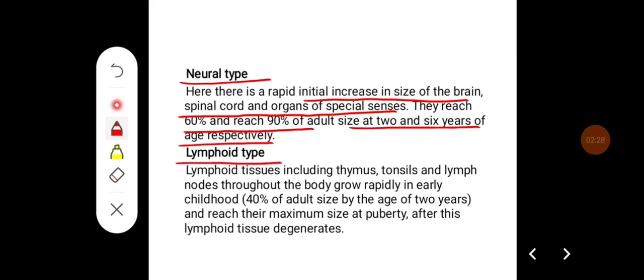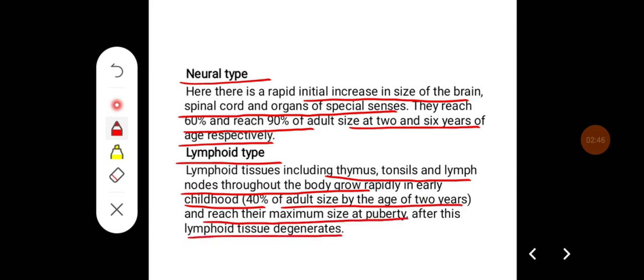Lymphoid type of growth pattern. Lymphoid tissues including thymus, tonsils and lymph nodes throughout the body grow rapidly in early childhood, reaching 40% of the adult size by the age of 2 years, and reach their maximum size at puberty. After this, lymphoid tissue starts degenerating.